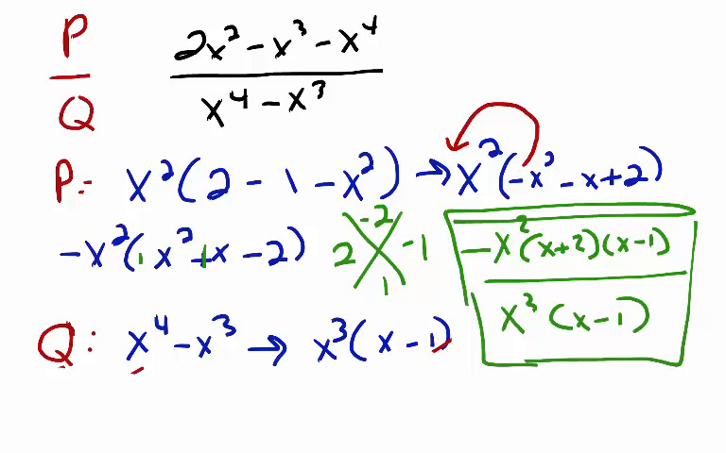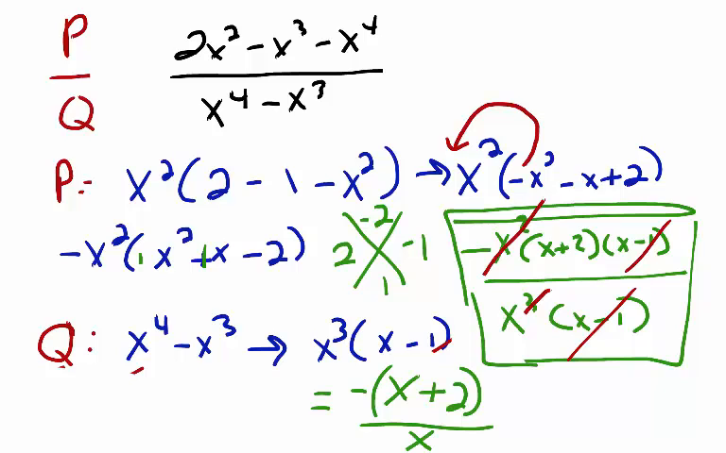Now we're ready to cancel like terms. I see here that I can cancel x squared, and I can cancel x squared out of my bottom term. X minus 1 and x minus 1 in the numerator and denominator are also common factors. And so this leaves me with negative x plus 2, keeping that in parentheses, divided by x. This is our simplified rational expression where x cannot be equal to 0 and x cannot be equal to 1.